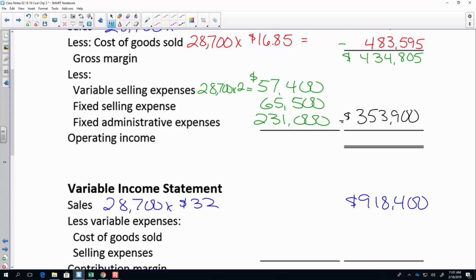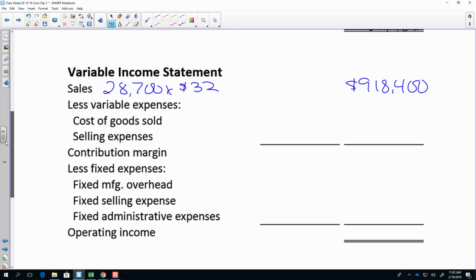353,900. And then Michelle, what do you have for net profit? Operating income? 80,905 per GAAP, right? That's what GAAP wants to see, 80,905. That's what you pay your taxes on. The IRS is looking for that number also. 80,905. Let's go down to the variable statement.